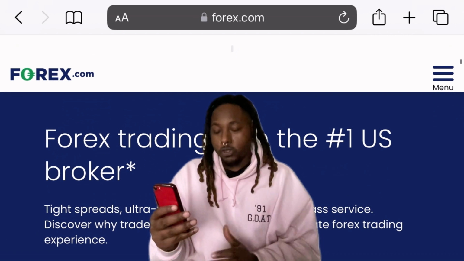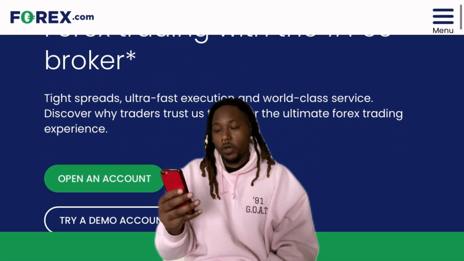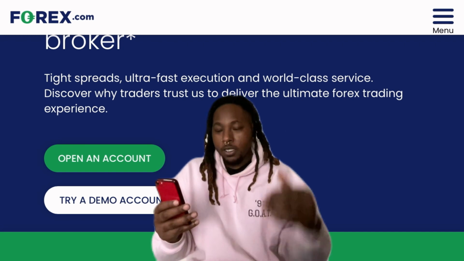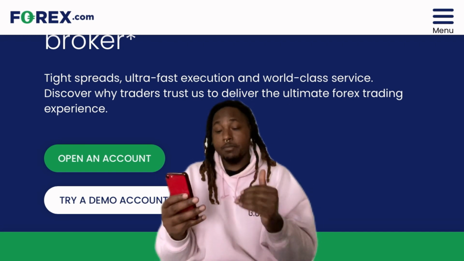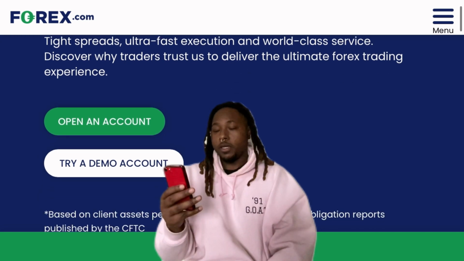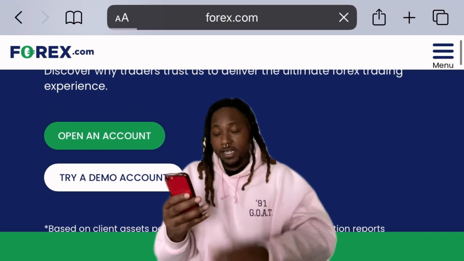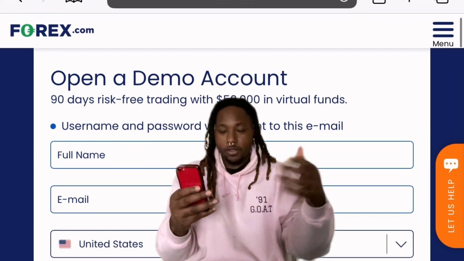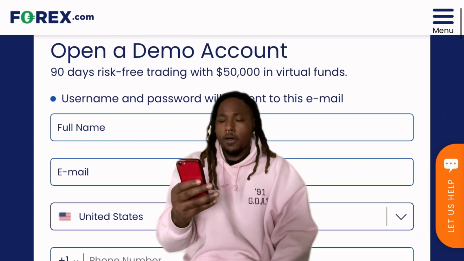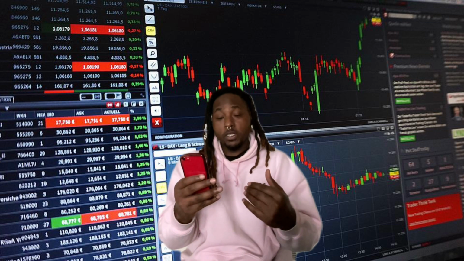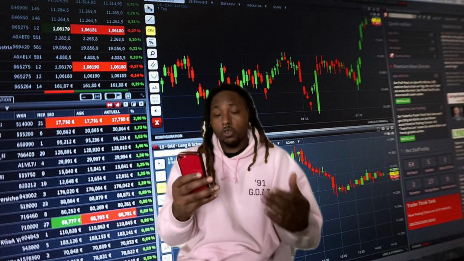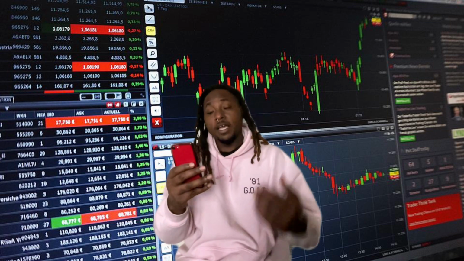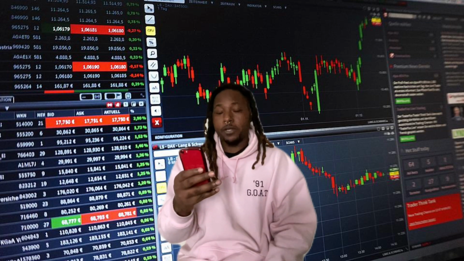So the first thing that you want to do is go to Forex.com like I went. Instead of the green open an account button, you press the white try a demo account button. It has you put in some of your information, regular stuff, name, email, phone number. And then it's going to email you your credentials. So I put in all the information and then waited for the email.